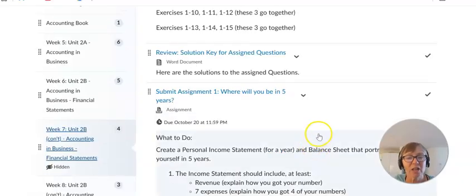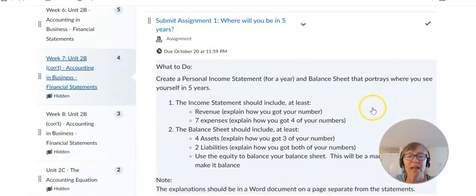And then we actually have an assignment. Okay, so create a personal income statement. So for you, a person, what would your income statement look like? And what would your balance sheet look like? Okay. And again, it gives you some guidelines. Your revenue would be your actual personal income. So if you have a job, and this portrays where you see yourself in 5 years, or maybe it's where you'd like to see yourself in 5 years. So give that a try.